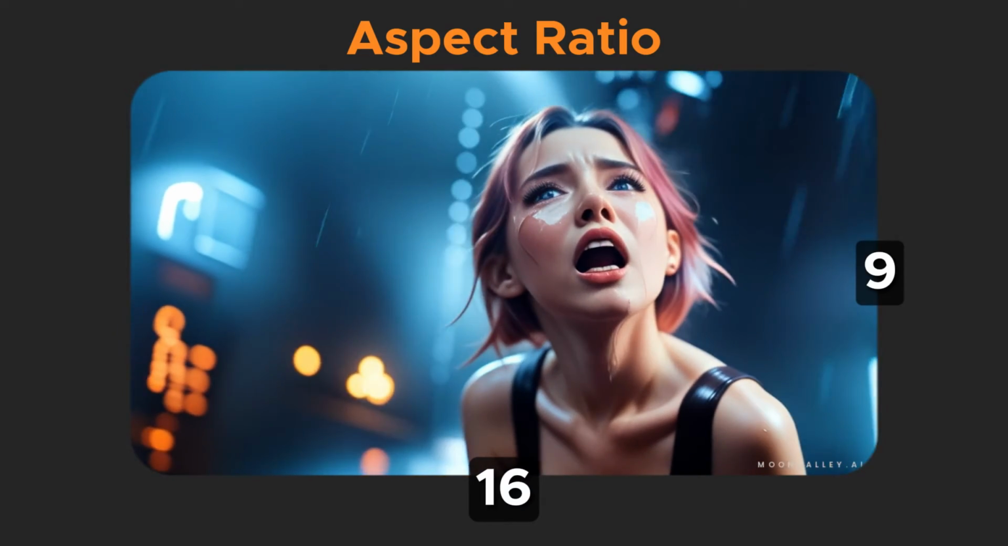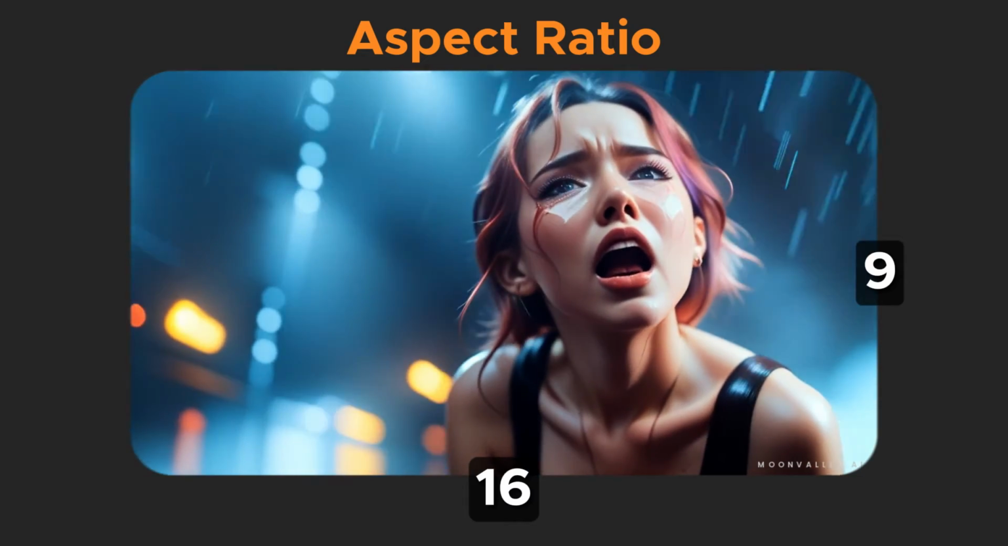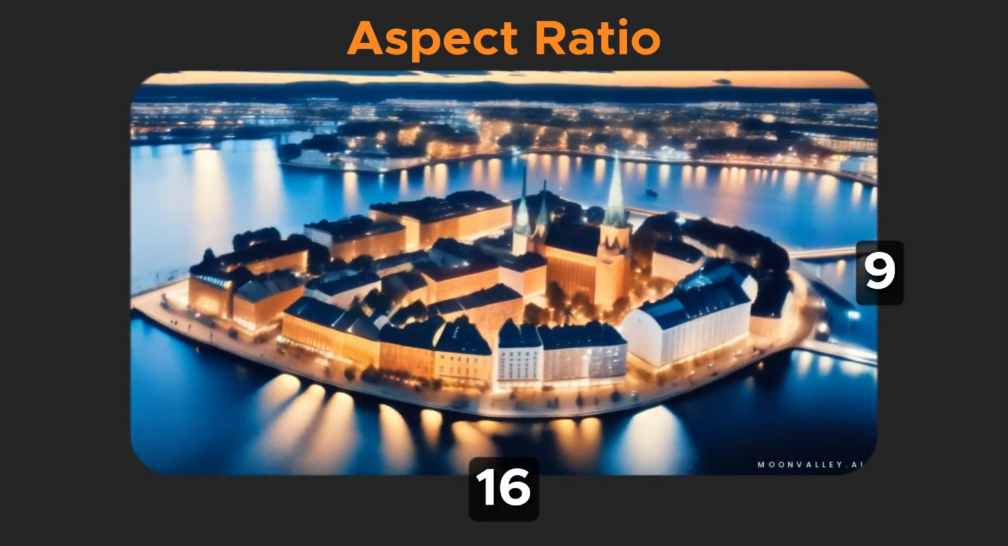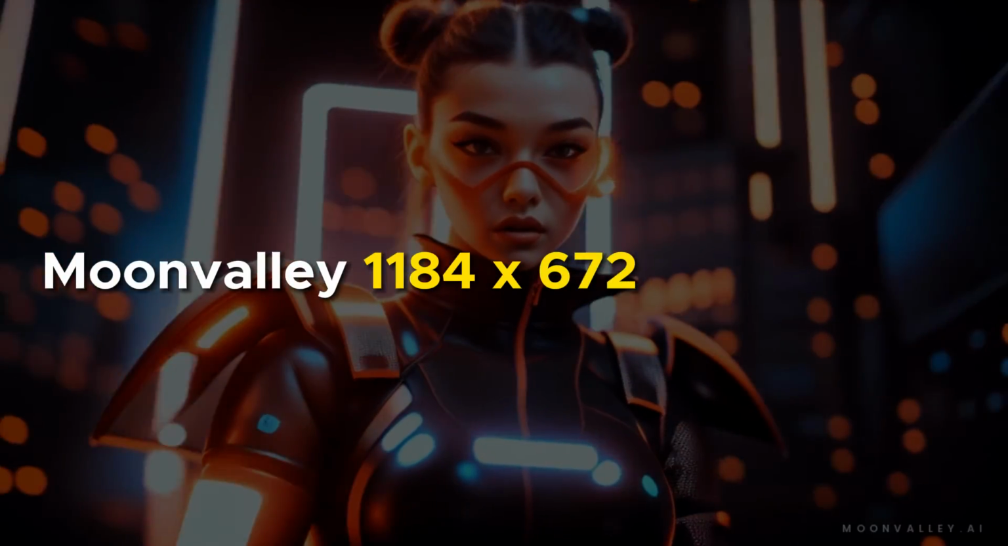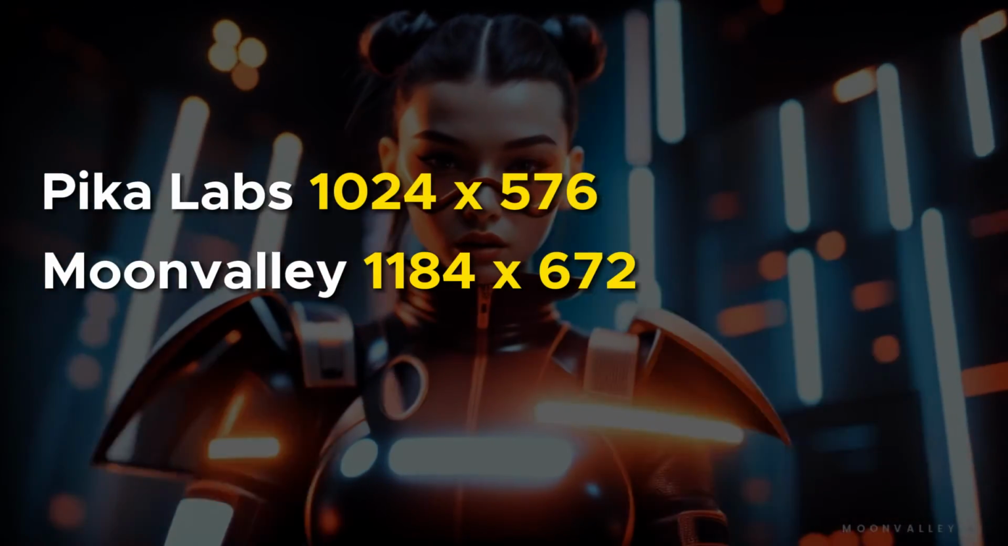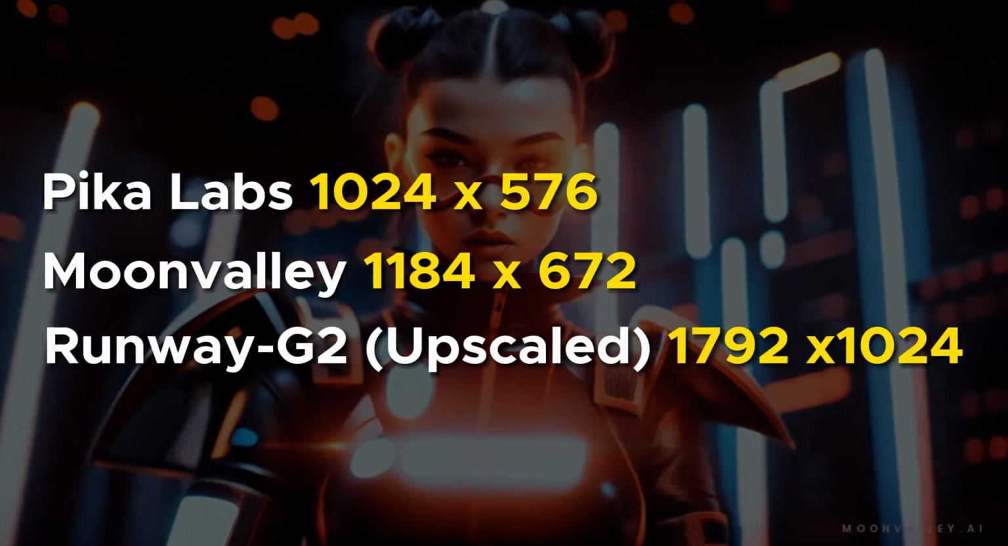Here's a few more things to note. Right now, the only possible aspect ratio is 16:9. I'm sure they'll add more options later. You can always crop your videos to smaller sizes if you need. The resolution is 1184 by 672 pixels, which is larger than Pika Labs, but smaller than Runway's upscaled video model.